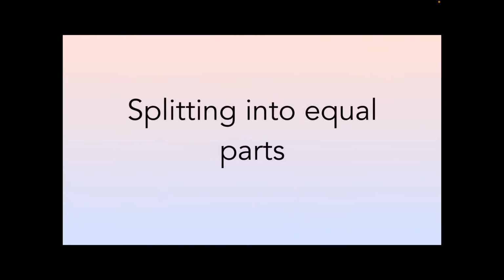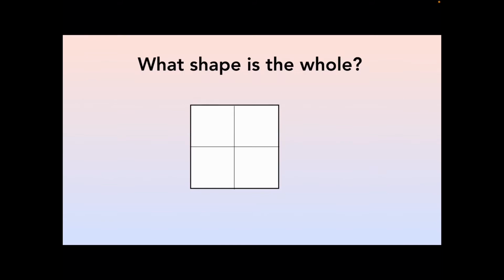Okay, so getting started with our learning objective for today, we are going to split a whole into equal parts. So here is our whole, and the first question we're going to ask is, what shape is the whole? So what shape is this? That's right, it's a square. And now we're just going to drop some lines and split the square, the whole, into equal parts.